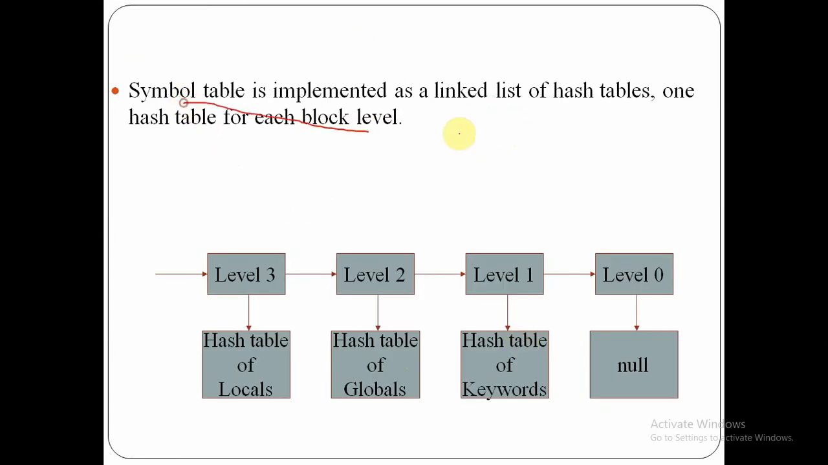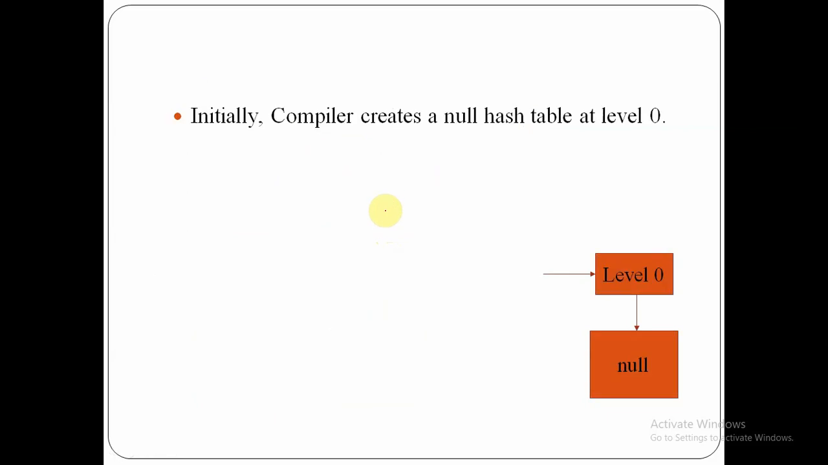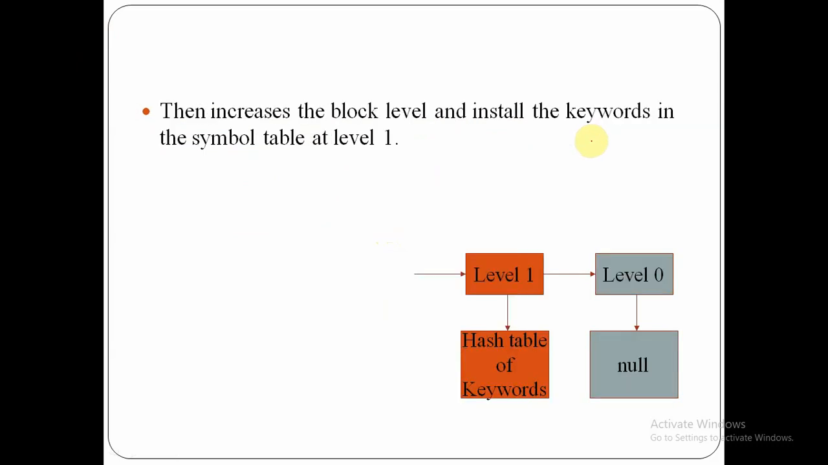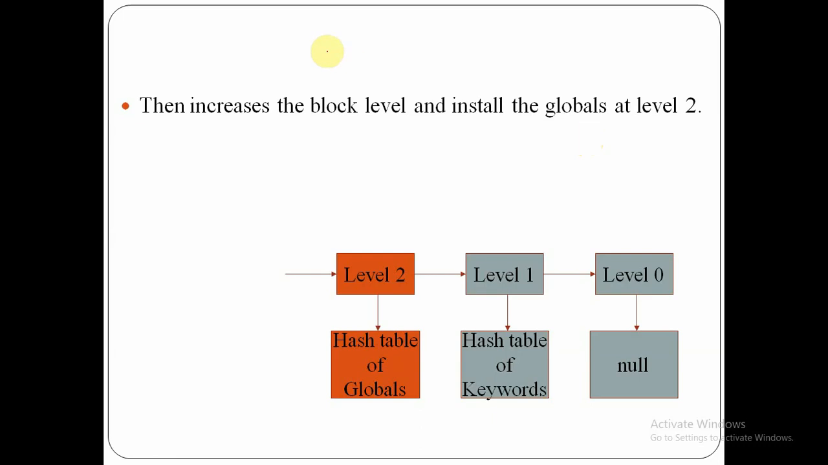The symbol table is implemented as a linked list of hash tables, as shown below. There are multiple levels. At each level, one hash table is defined to hold the corresponding values. Initially, the compiler creates a null hash table at level 0. Later, it increases the block level and installs the keywords in the symbol table at level 1. Thereafter, it increases the block level and installs globals at block level 2.